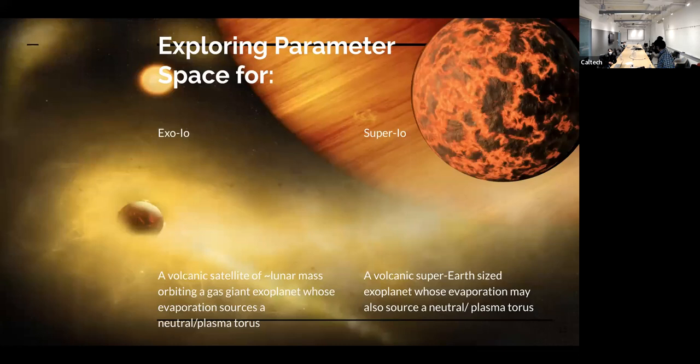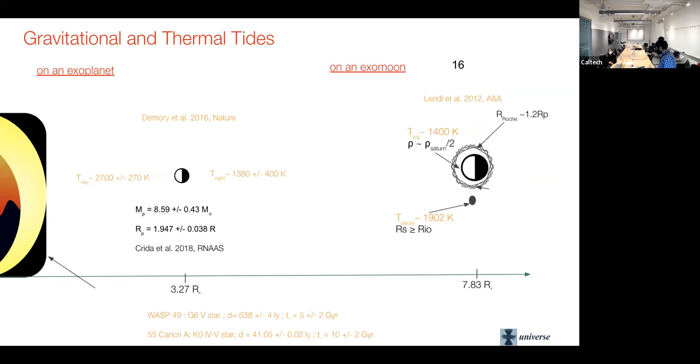So now I'd like to explore the parameter space for these two bodies. Since the first step was to calculate the heating of the solid body itself, gravitational tides are very important, as are thermal tides.